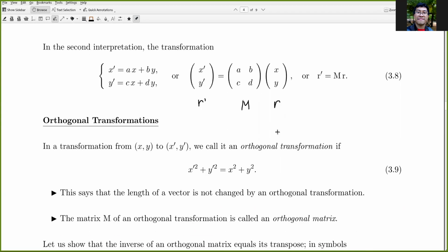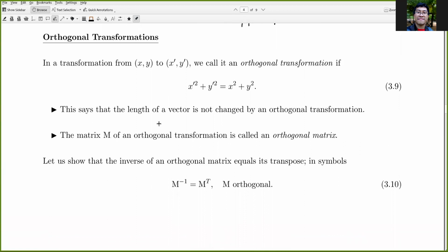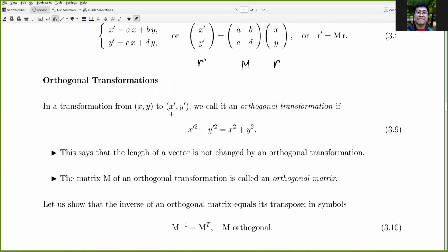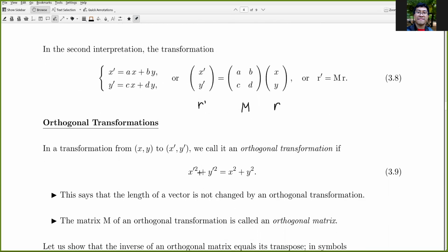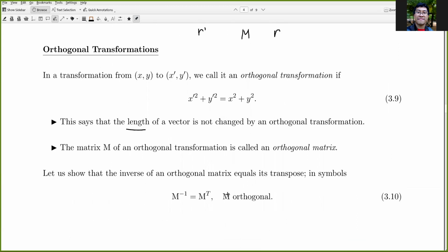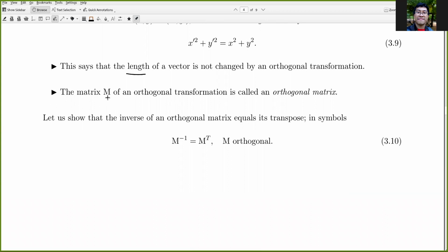We are interested in a transformation called orthogonal transformations, where for the transformed vector, x' squared plus y' squared equals x squared plus y squared. This says that the length of the vector is not changed by an orthogonal transformation. This matrix M is called an orthogonal matrix.